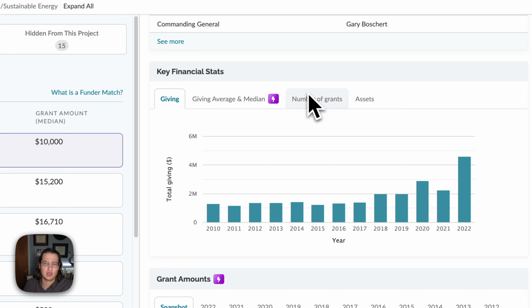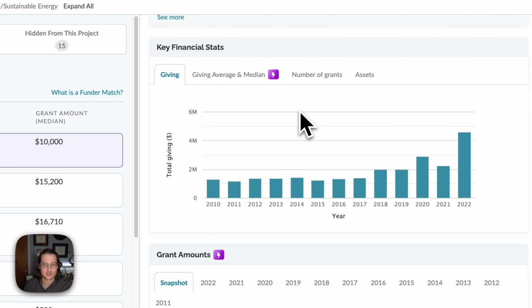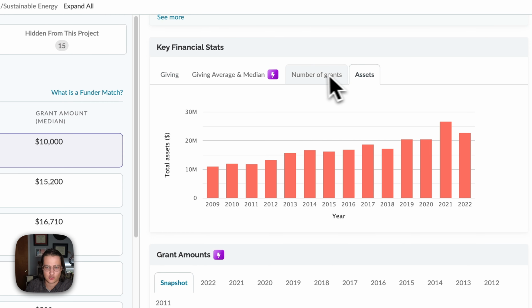We can also spot growth trends within these key financial stats, helping to illustrate year-over-year changes. Numeric giving trends like total grant giving, grant sizes, number of grants, and assets managed help to paint the funder's financial picture, keying us into whether or not they might be a great fit for us long term. You can see those up here at the top.